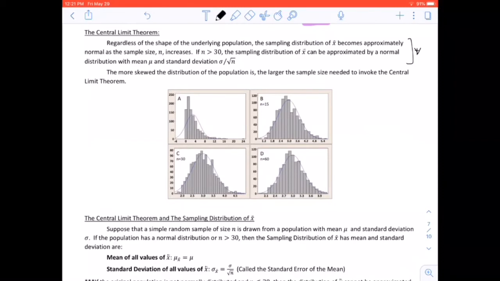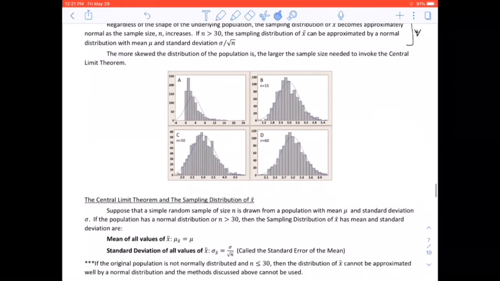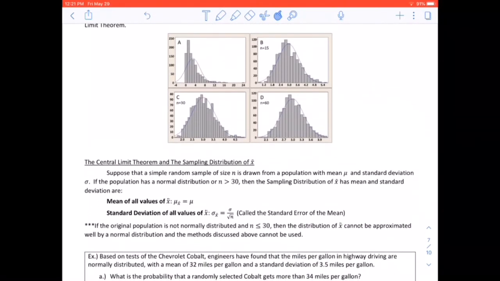There are some pictures here of different histograms, and you will see that as the sample size is increasing, the distribution tends to be more normal. If you look at A, the initial graph of this histogram is very skewed, right? But as we increase our sample size and collect more data, that distribution tends to be more approximately normal.